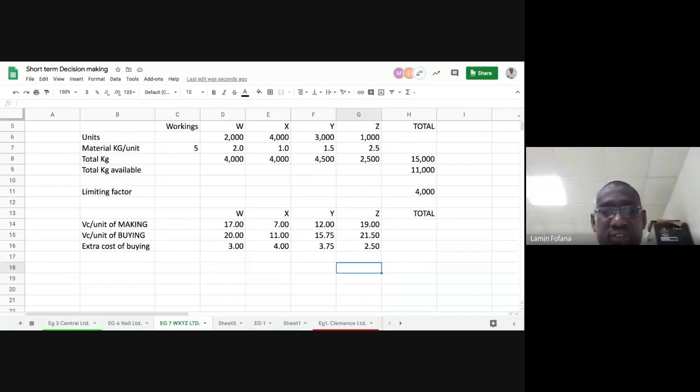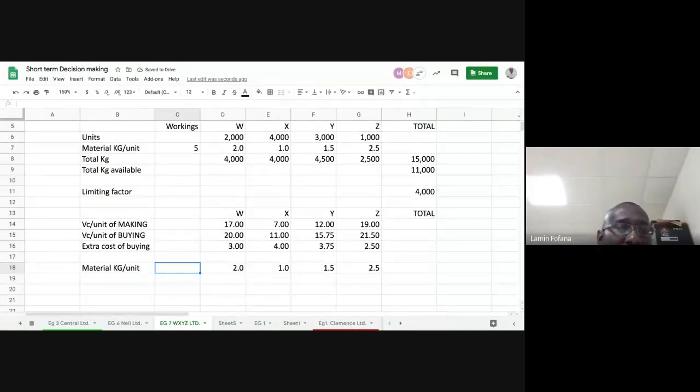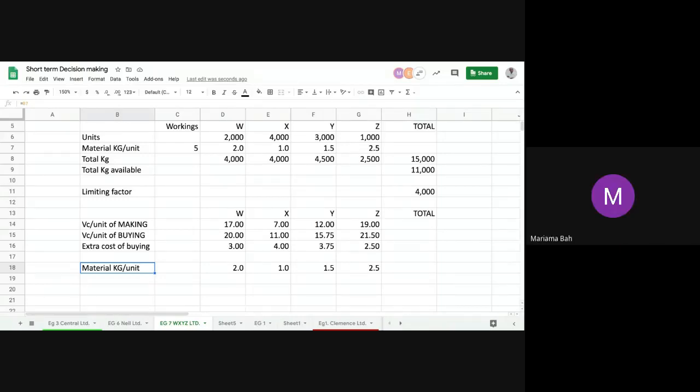Okay. So in order to calculate that, we have to bring our material kilogram per unit. So we can just bring it forward here just to remind us. And we just drag. Okay. So we don't need this one. Okay. So this is what we're going to use to calculate our extra cost per limiting factor, because our limiting factor is the material kilogram per unit. Are you following? Yes, we are.